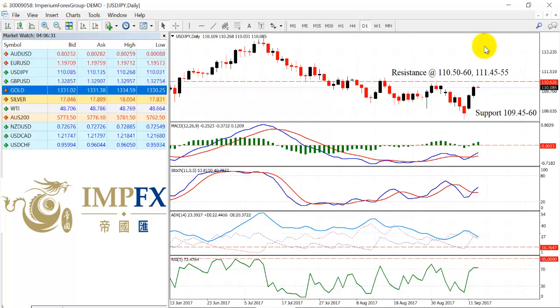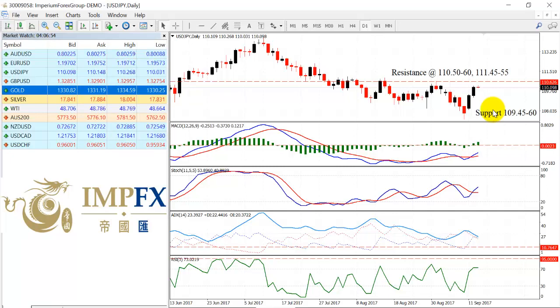back towards that 109.45-60. And the reason behind that is if the tension starts mounting again between the US and North Korea, purely for the fact that with the recent sanctions, North Korea did say that the US will pay a heavy price if the sanctions are harsher.